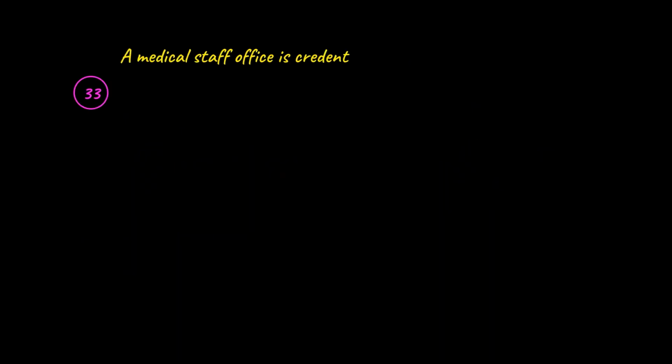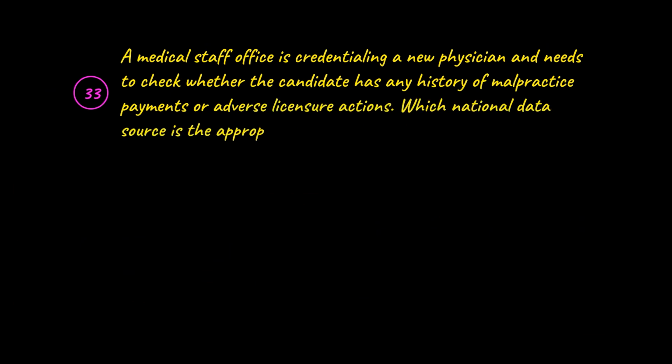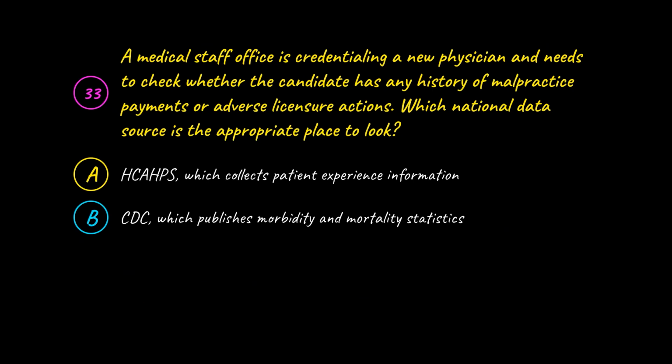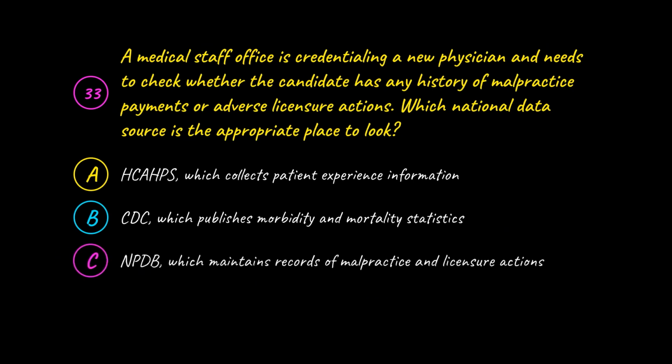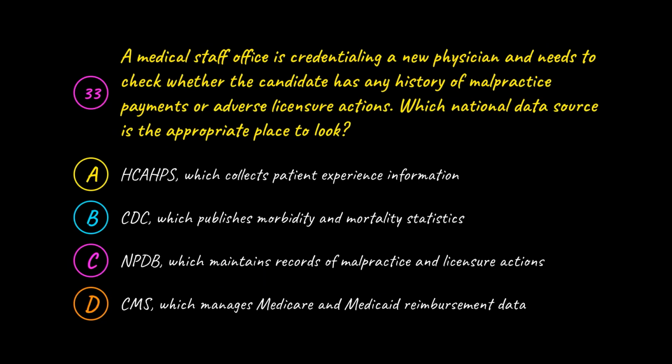Question 33. A medical staff office is credentialing a new physician and needs to check whether the candidate has any history of malpractice payments or adverse licensure actions. Which national data source is the appropriate place to look? Your options are A. HCAHPS, which collects patient experience information, B. CDC, which publishes morbidity and mortality statistics, C. NPDB, which maintains records of malpractice and licensure actions, D. CMS, which manages Medicare and Medicaid reimbursement data. Which one is it? Pause the video if you need more time.